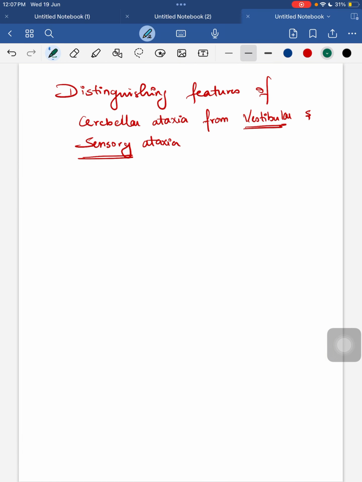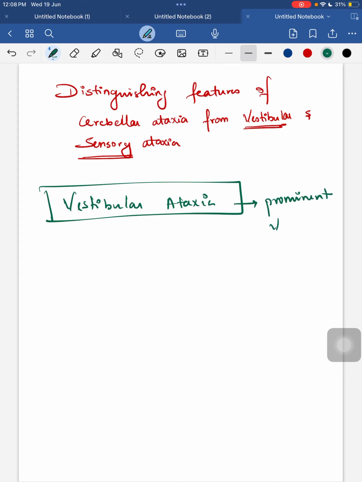The difference is, vestibular ataxia is characterized prominently by vertigo, right? Next, it spares the limbs and the speech.